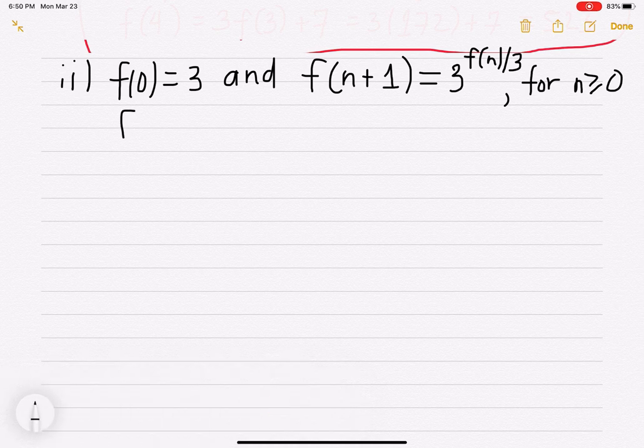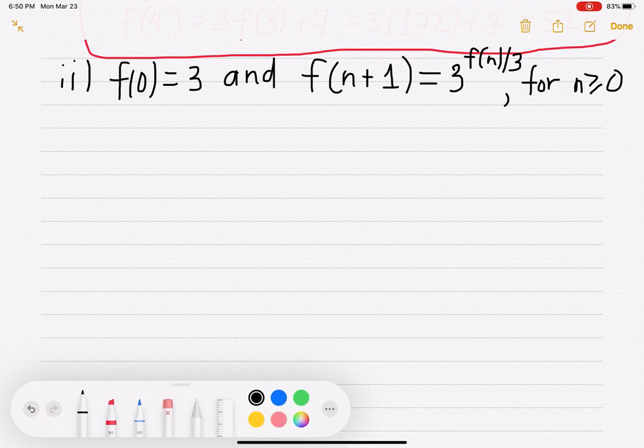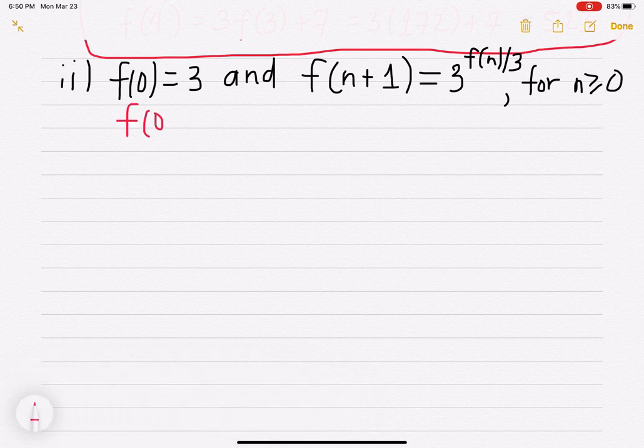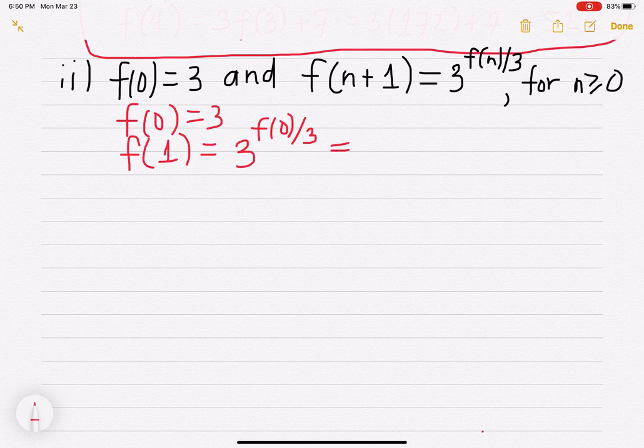We've got f of 0, which is 3. F of 1 is going to be what? 3 raised to the f of 0 over 3, so that over 3 is in the exponent. We've got 3 raised to the f of 0, which was 3, and then that's over 3. So in other words, 3 to the 3 over 3 is 1, 3 to the 1 is 3.